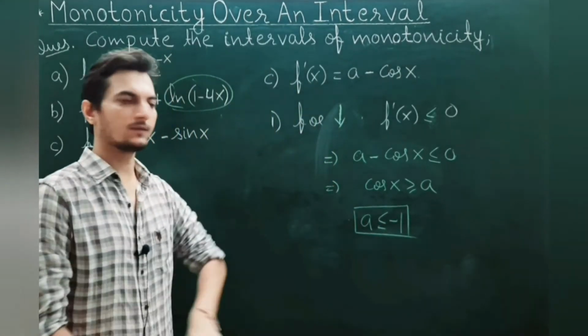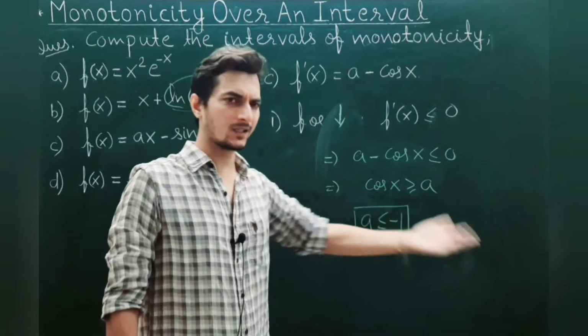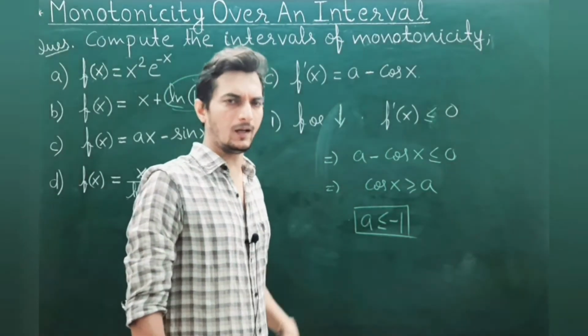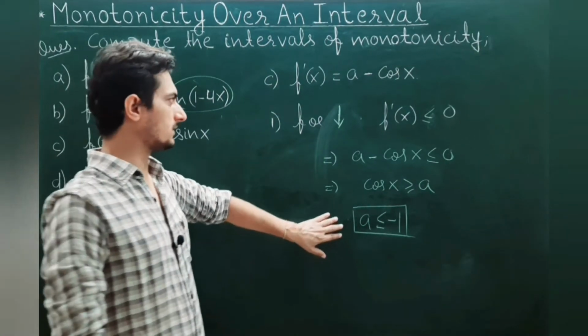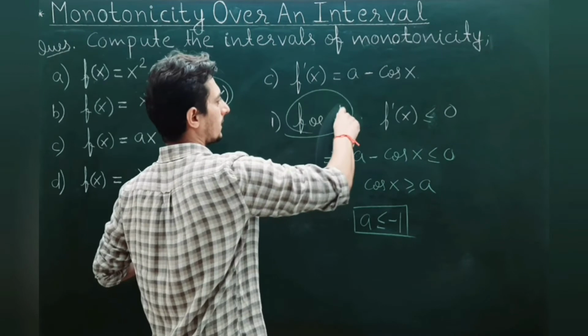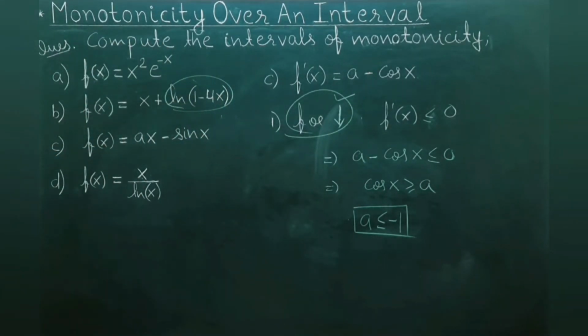If a is -1, of course cos is greater than or equal to -1. If a is -2, cos is strictly greater than -2. If -3, cos is strictly greater than -3, and so on, right? So the second part of the answer, that is for a less than or equal to -1, f(x) is going to be strictly decreasing. Okay, so I hope you are getting these points.